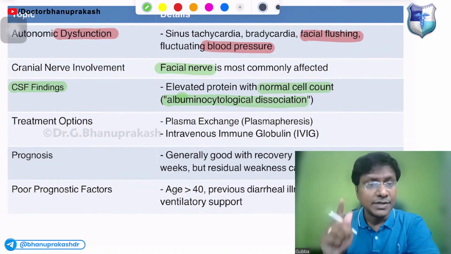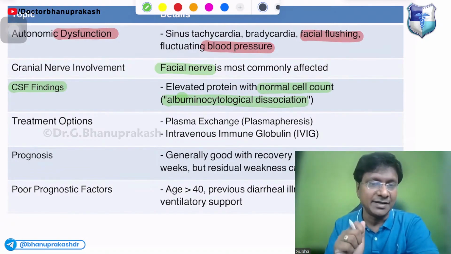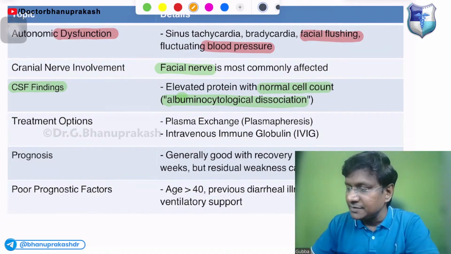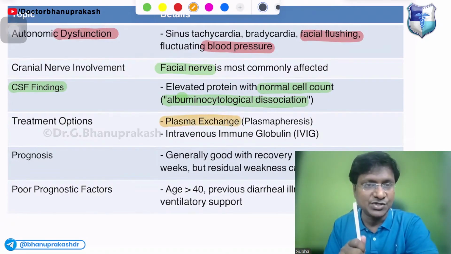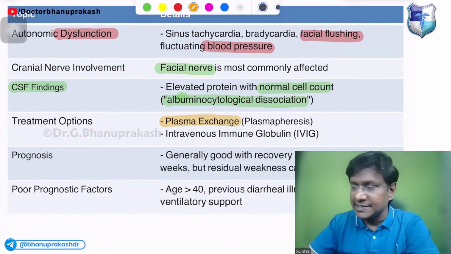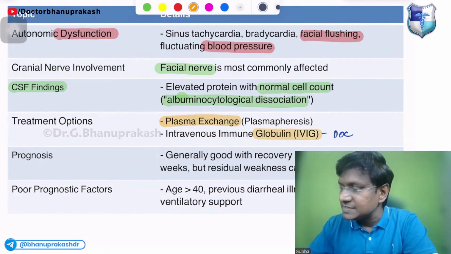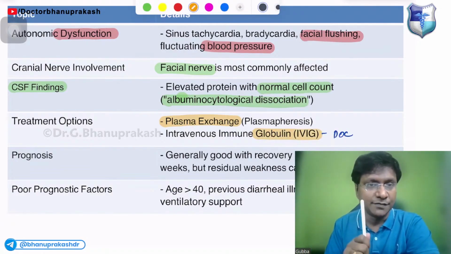All right. Now, very important, the patients have to be treated immediately. What are the options for the treatment? The options in these individuals are plasma exchange, where we do plasmapheresis and remove the existing antibodies. And what exactly is the drug of choice? The drug of choice in these patients will be intravenous immunoglobulin.